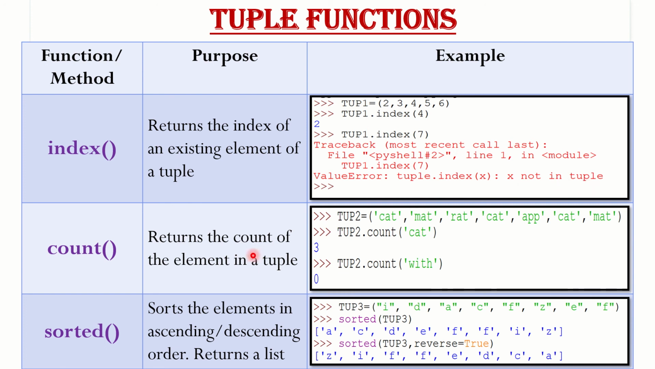Count will give you the number of times the element is present in the tuple. So if you see here, I gave tup2.count cat, and cat is occurring thrice in this tuple. So it gave me 3. Again, if I want to check any element which is not there in the tuple, this gives 0 since this element is not occurring even once in the tuple.